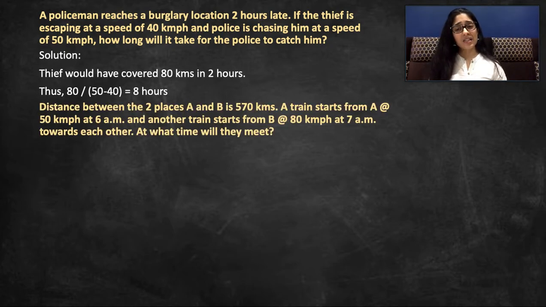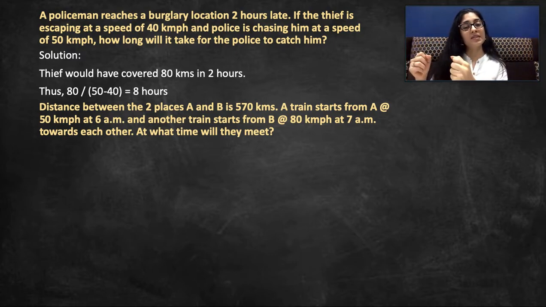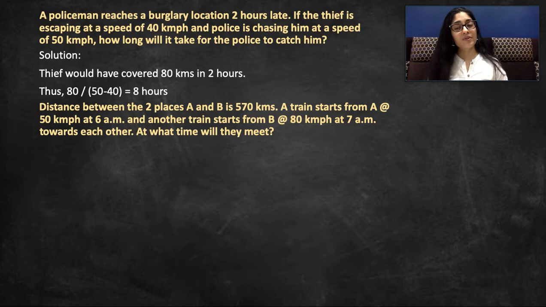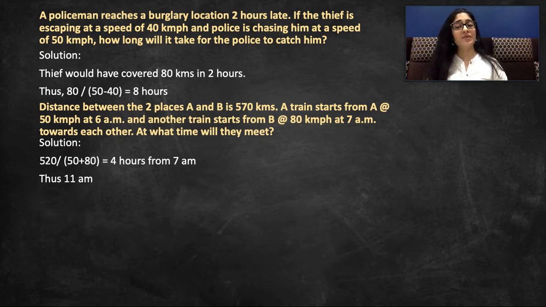Next, distance between two places is 570 kilometers. A train starts from A at 50 kilometers per hour at 6 a.m. Another train from B at 80 kilometers per hour at 7 a.m. towards each other. At what time will they meet? Now be careful. One train starts at 6, another train starts at 7. So first you need to make the first train move 1 hour. So first train will cover 50 kilometers in the first hour.